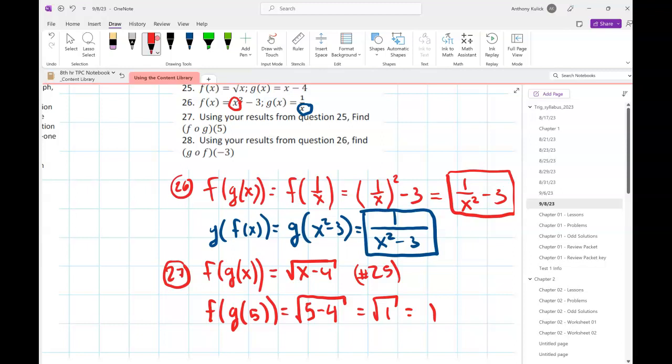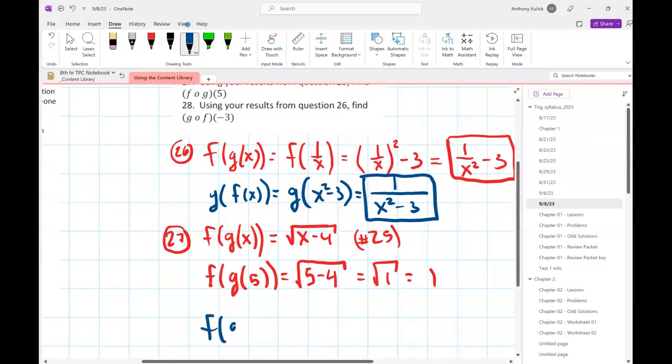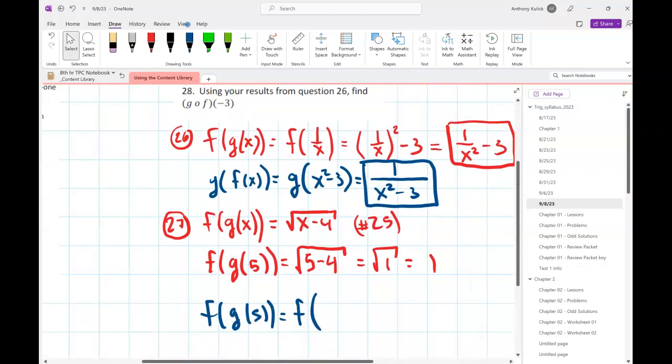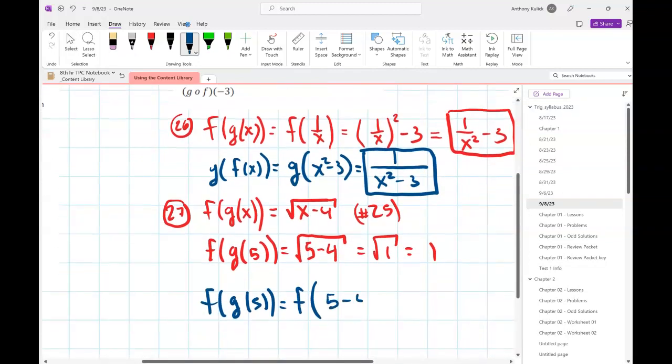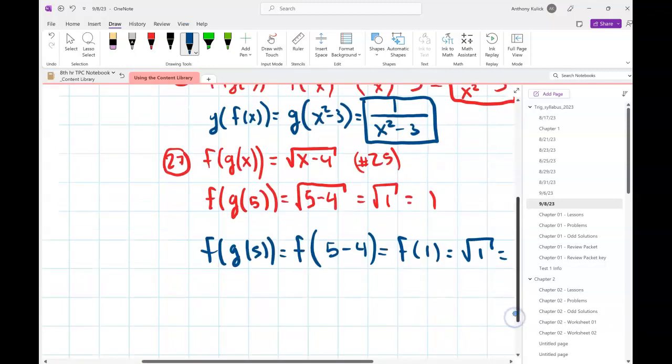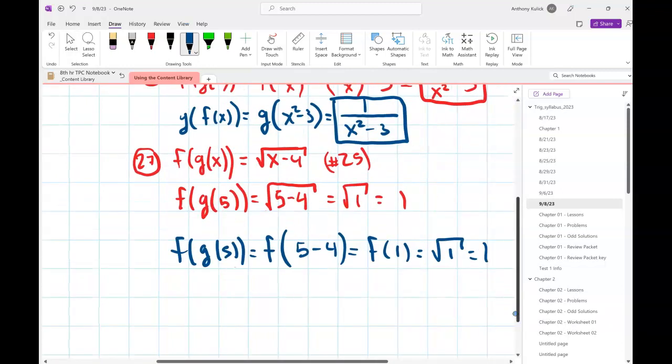Alternatively, if you hadn't already done that composition, you could have thought about it this way. You could have done f of g of 5, where g of 5 would have been x minus 4, so 5 minus 4. So that's just f of 1, and then f of 1 would be the square root of 1. So you could think about it as 2 steps, plugging it into the inner, getting your answer, and then plugging that answer into the outer. Does that feel okay, Hannah? Yeah. Okay.